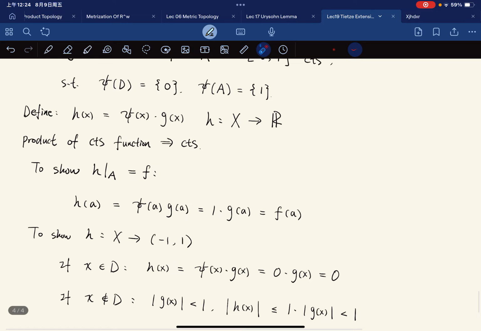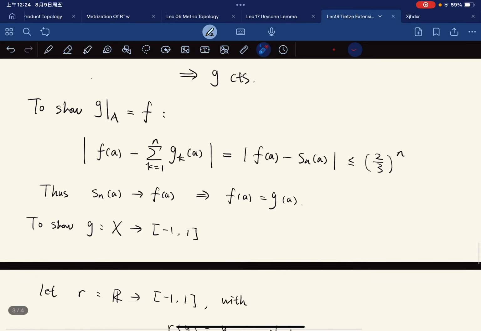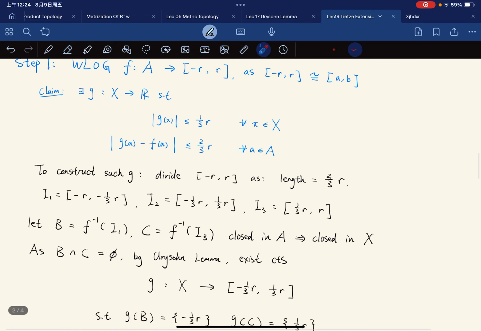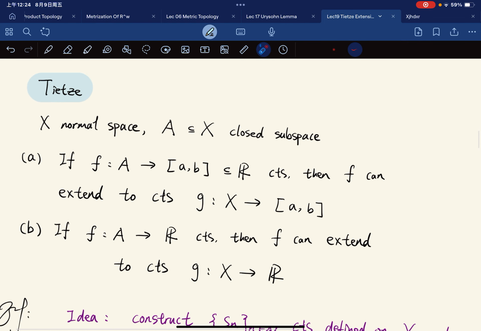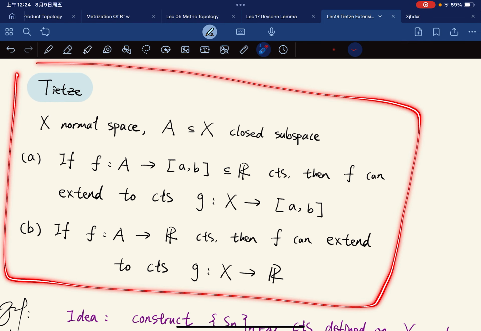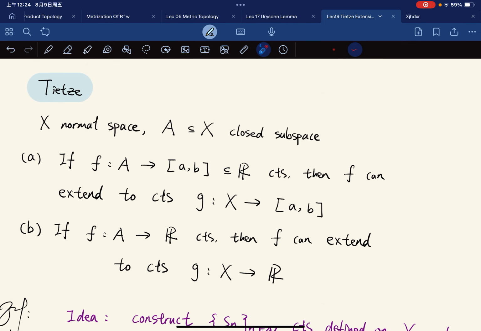So yeah, this is really it. We have finished the Tietze extension theorem. Okay, this is a good theorem, and next time we're gonna start on something new.